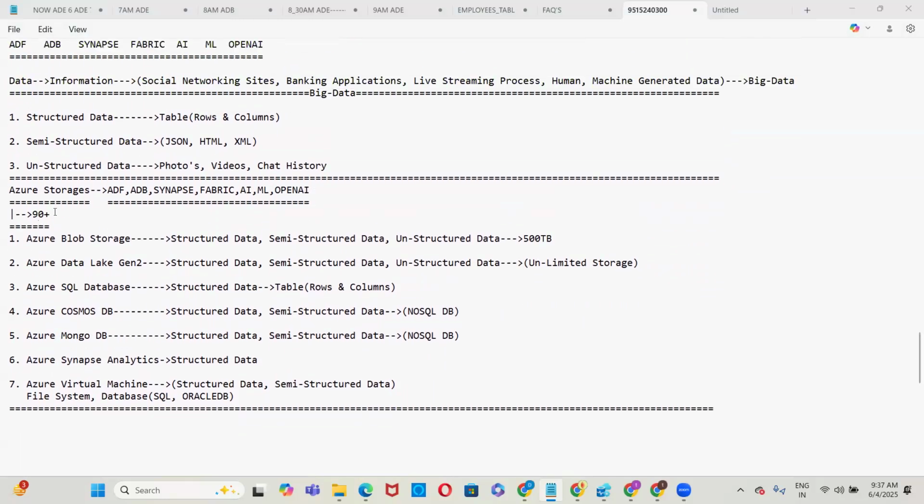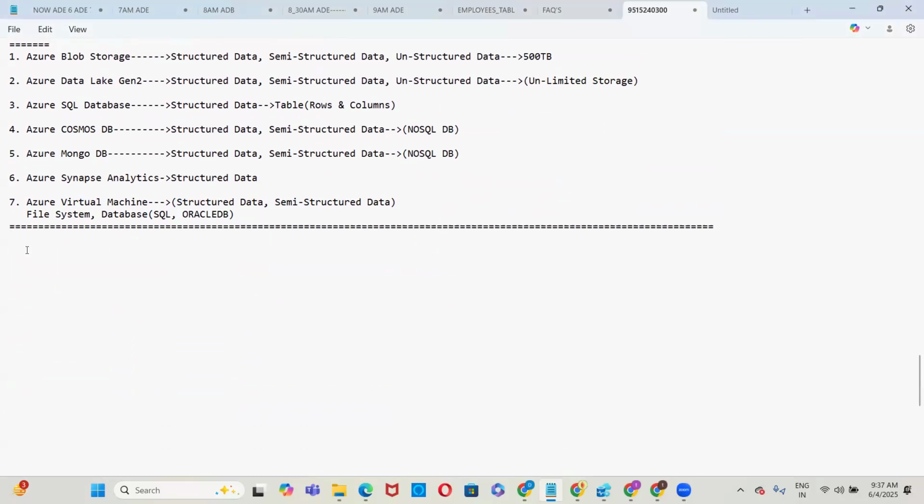Now, when you talk about these services, today we are going to start with the first service, called Azure Databricks, as I told you already, ADB. ADB is called Azure Databricks. That means using Databricks in Azure is called Azure Databricks. So what is Azure Databricks?